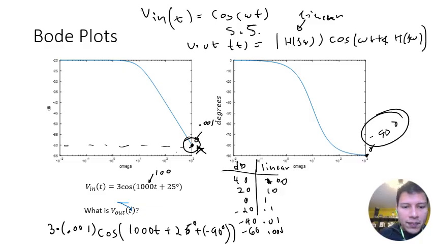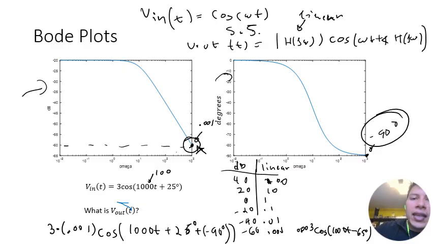And then you can multiply this out. So I'm just going to write out the correct solution. It's going to be 0.003 cosine 1000 t minus 65 degrees. That's going to be your output. So that's why this is significant. See how fast we could get the output by just looking at the magnitude and angle Bode plots.